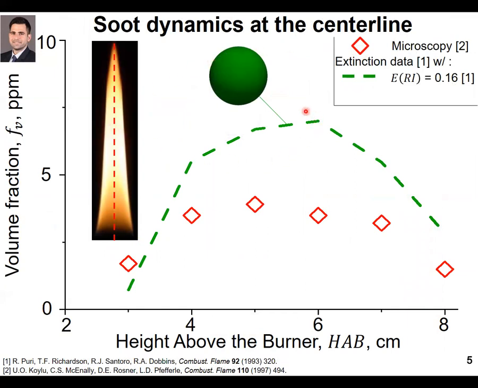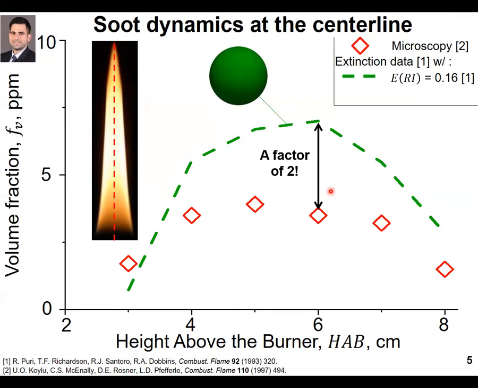In fact, we observe a similar trend at the centerline of the Santoro flame. Here, the soot volume fraction obtained from light extinction data, assuming spheres, is up to 2 times larger than the volume fractions obtained based on microscopy images. So this indicates that we need to account for the evolving soot morphology and composition in order to monitor accurately the soot volume fraction using light extinction measurements.